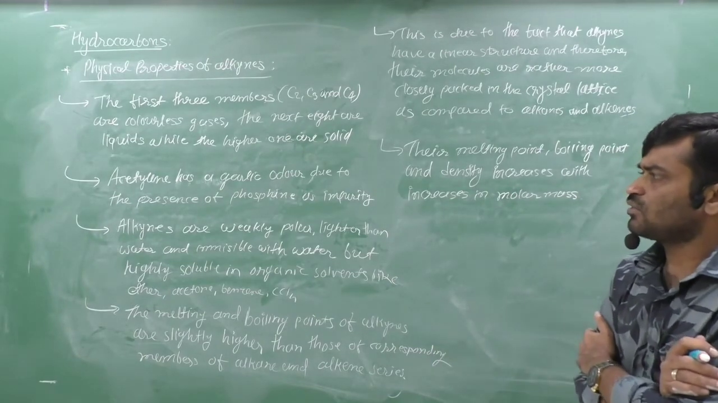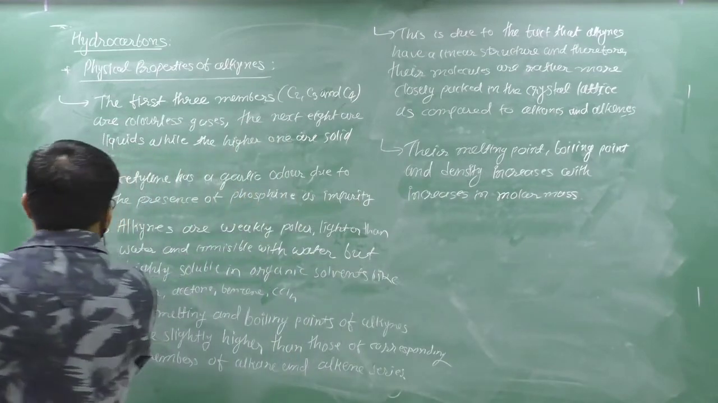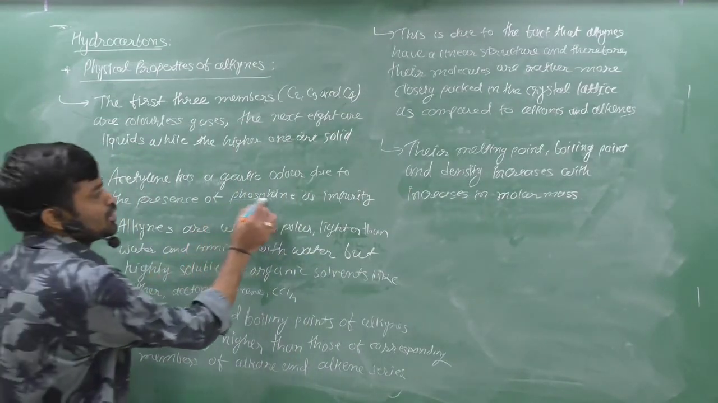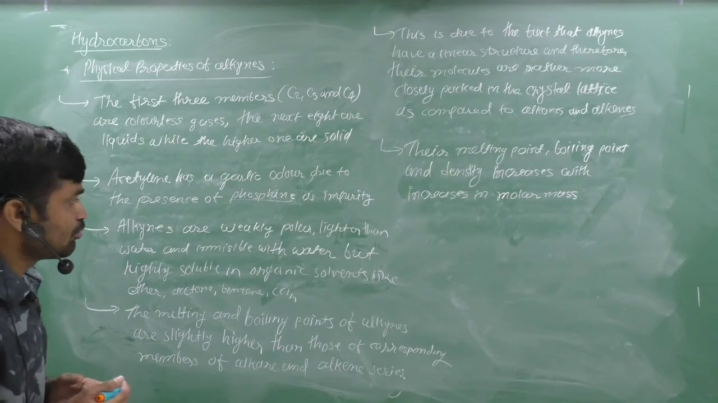Acetylene has a garlic odor due to the presence of phosphine as an impurity. In acetylene gas, phosphine is an impurity, and this phosphine has a garlic-like smell. Right? So acetylene has a garlic-like odor due to the presence of phosphine as an impurity. Clear? Next one, alkynes are weakly polar.